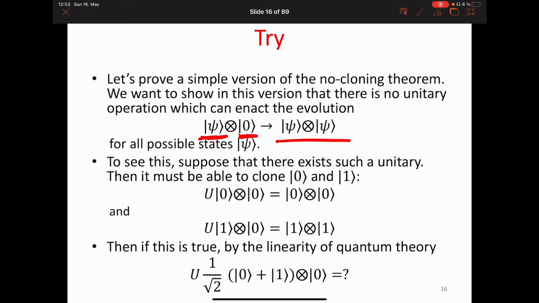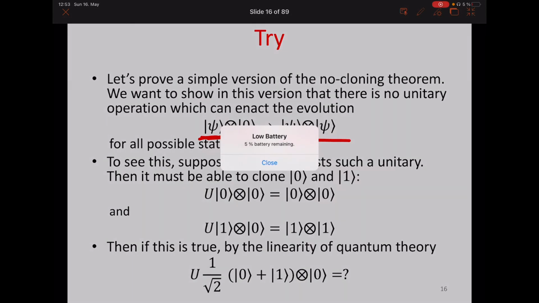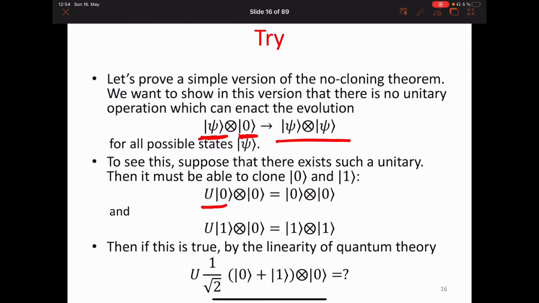And that unitary for these two states, so saying we have the state 0 here, we apply the unitary to the state 0, it would give us 0, 0 here, and assuming we apply that unitary here, then it would give us 1, 1, okay? So that's what we want to have. We want to have a copy of the first qubit in the second one. So if this is true, then by the linearity of quantum theory, what would be the result of that state here on the bottom?